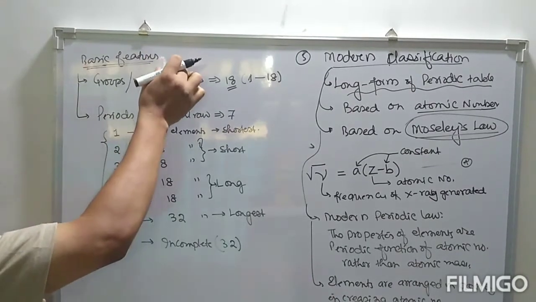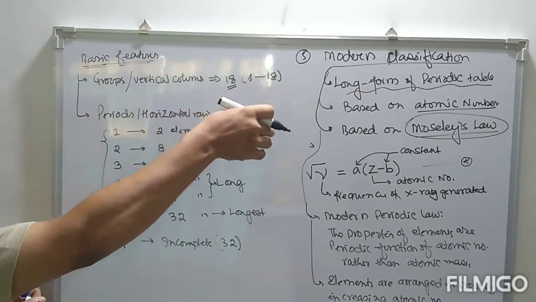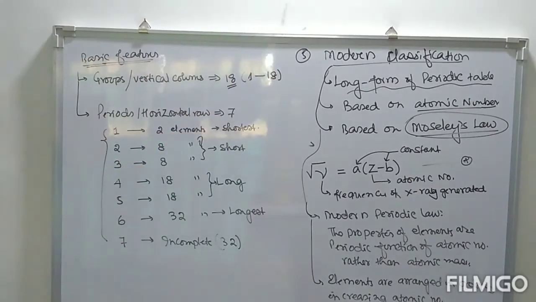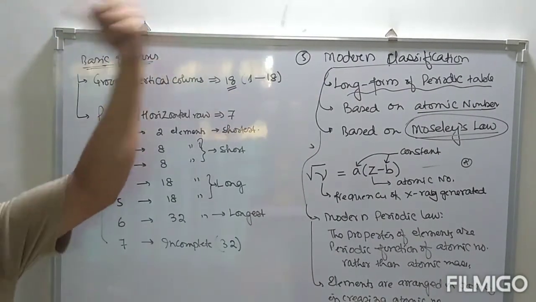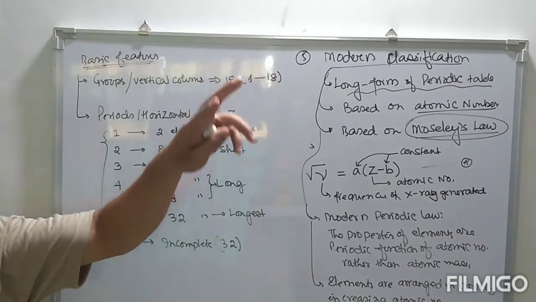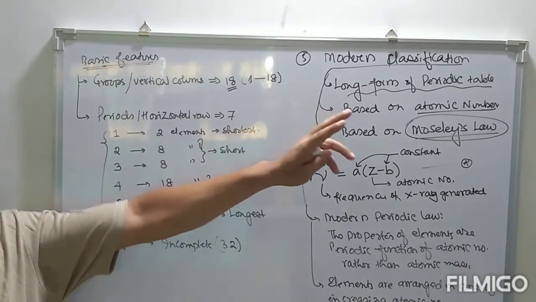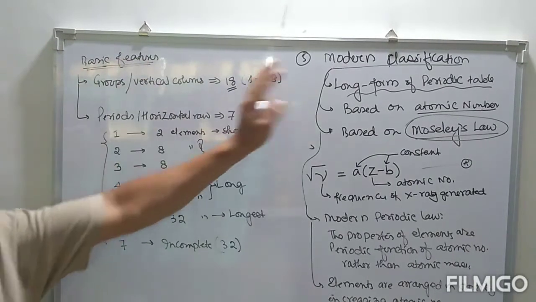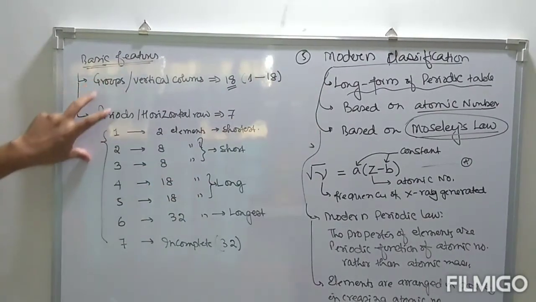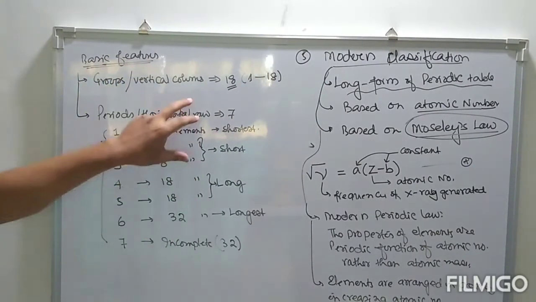So the basis of the modern classification and the Mendeleev classification remains the same. Both contain groups and periods. The number of groups is 18; in Mendeleev's case, each group was subclassified into subgroup A and subgroup B, but in the modern table there is no subgroup A or subgroup B. Total groups are 1 to 18. Periods still remain 7.